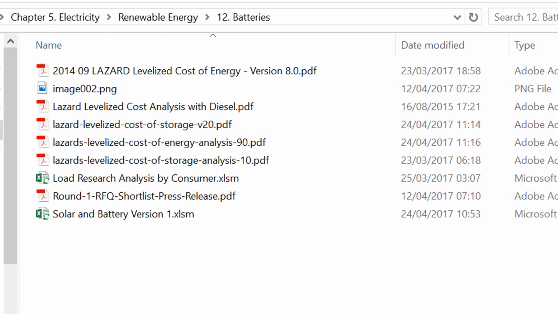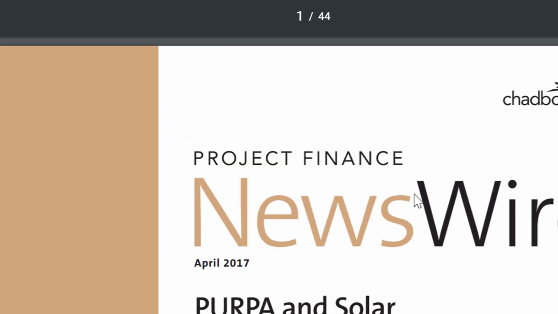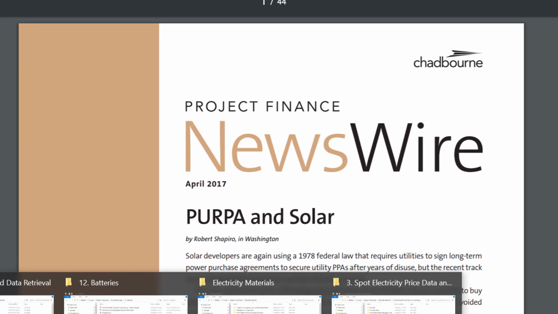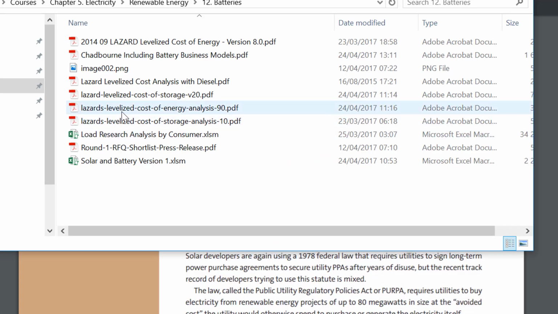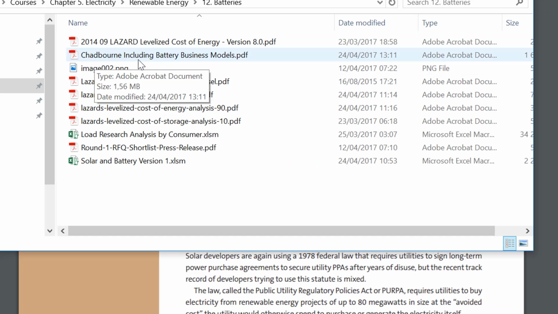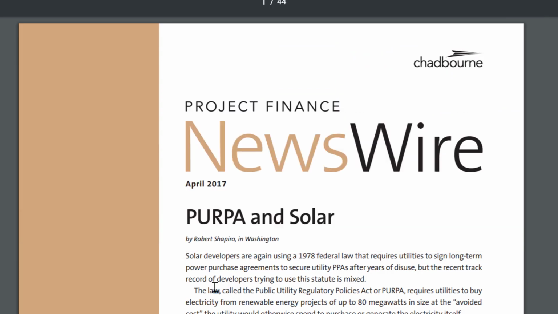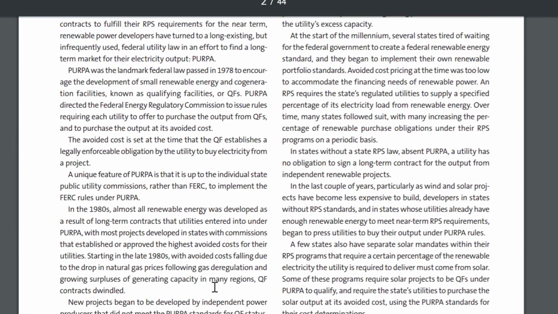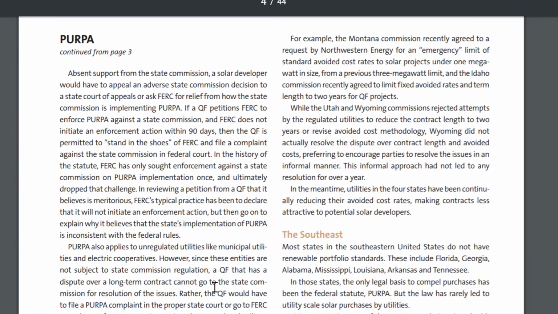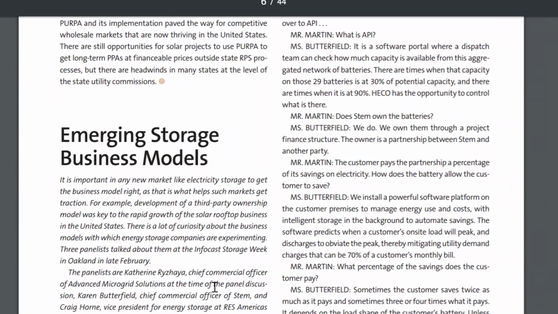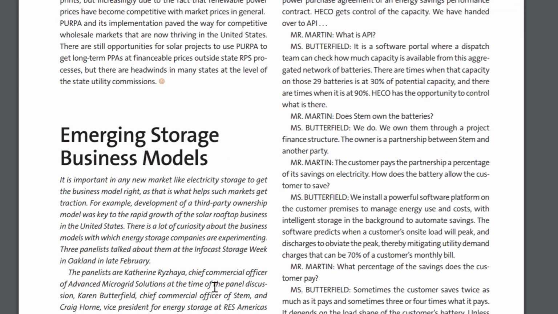Okay, one is this thing. I put it in the battery section. The Chadbourne, my friend gives me this stuff, and it's all free on the internet. They write up pretty interesting things sometimes, I think. And there's a whole little discussion of emerging storage business models. Okay, that's number one.